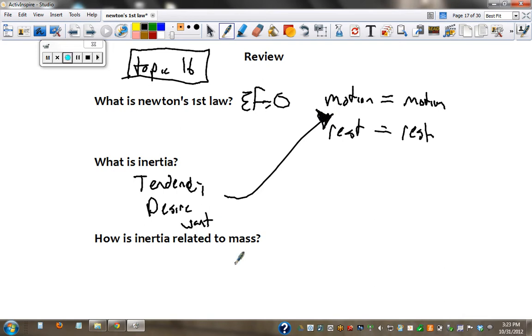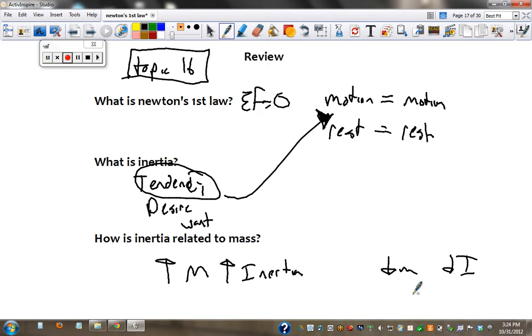Inertia is related to mass because if mass goes up, then the tendency for an object to stay at rest, or inertia, also goes up. That is to say, a heavier object is harder to accelerate than a light object. A light object, once it's moving, is easier to stop, so less mass, less inertia. It's easier to stop moving than a heavier object.